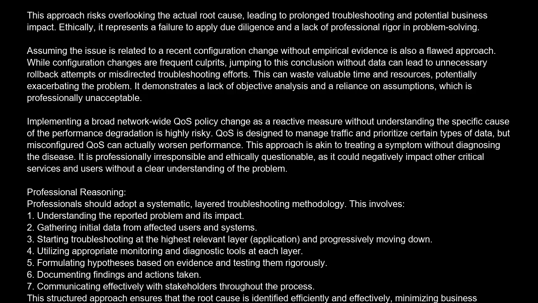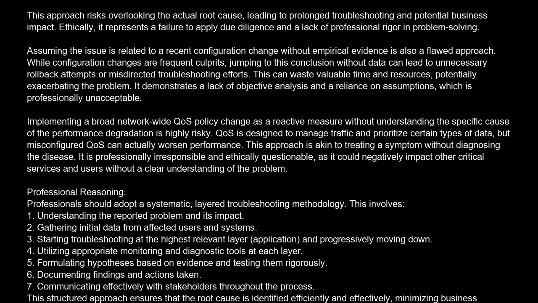Professionals should adopt a systematic, layered troubleshooting methodology. This involves: 1. Understanding the reported problem and its impact. 2. Gathering initial data from affected users and systems. 3. Starting troubleshooting at the highest relevant layer, application, and progressively moving down. 4. Utilizing appropriate monitoring and diagnostic tools at each layer.